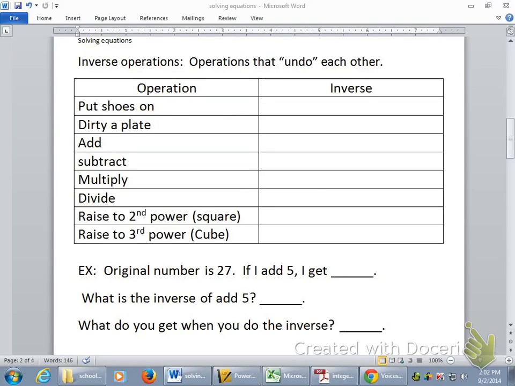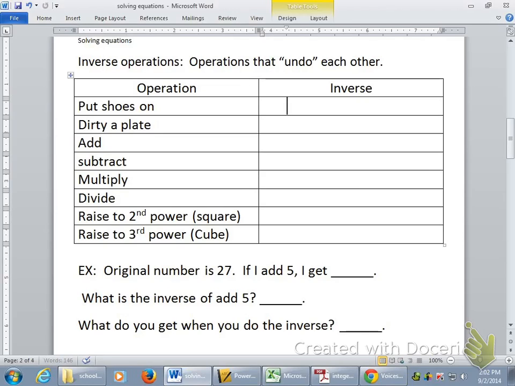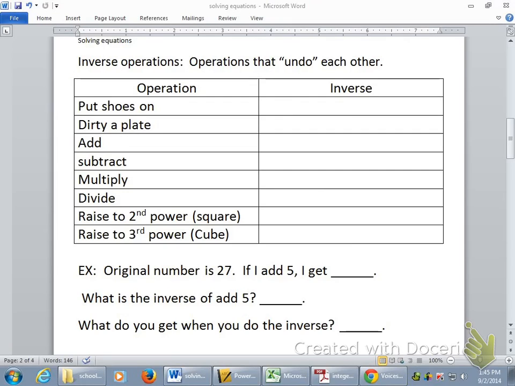Okay, so we talked about this to start with, and we recognized what all these inverses were. We recognized, you put your shoes on, take your shoes off, right? That they're inverses of each other, right? My pen's broken, so I got to use my finger. Dirty plate, talk about cleaning the plate. They undo each other. Add the opposites here. Pretty straightforward.